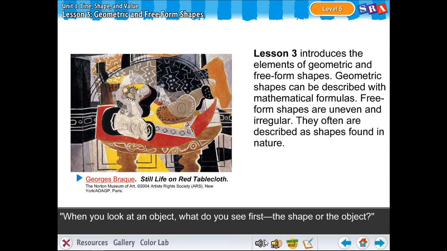When you look at an object, what do you see first, the shape or the object?